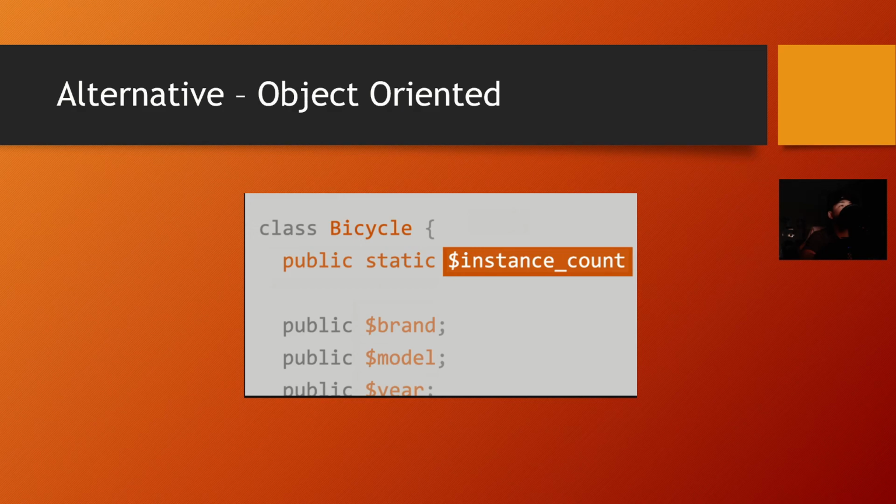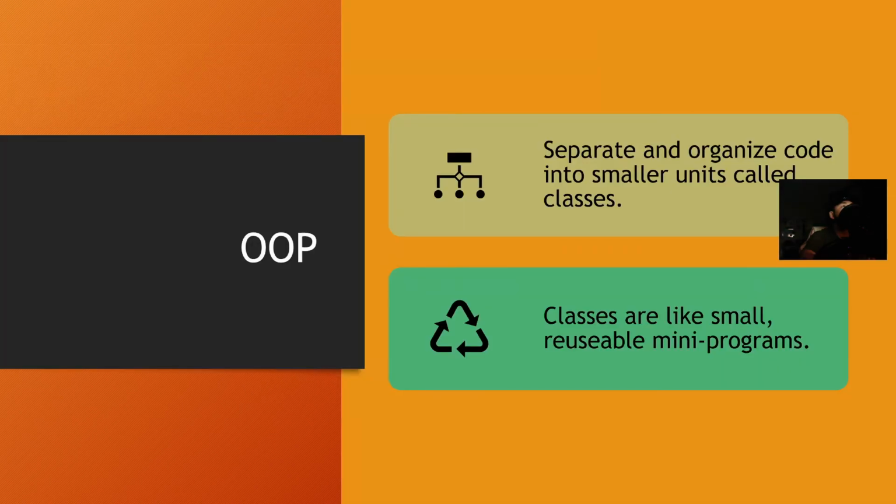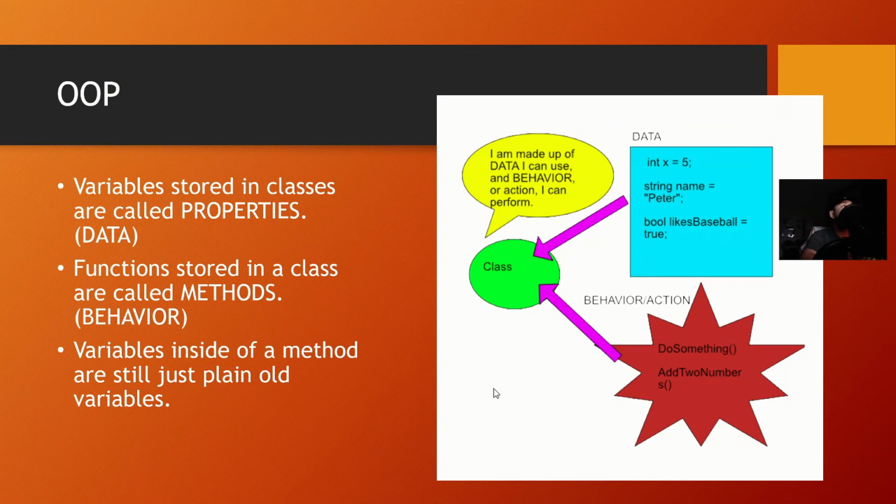Alternate: object-oriented. So here you have your object. Class Bicycle. You have your public static instance count. You have your brand, model, year. With OOP, you separate and organize code into smaller units called classes. Classes are like small, reusable mini programs, but they can be very powerful. Variables stored in classes are called properties, data. Functions stored in a class are called methods, behavior. Variables inside of a method are still just plain old variables. We just went over this right here.